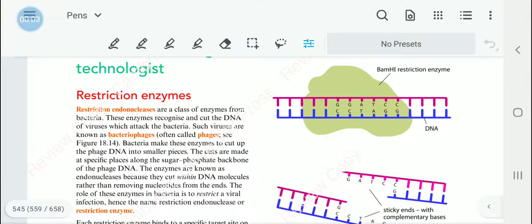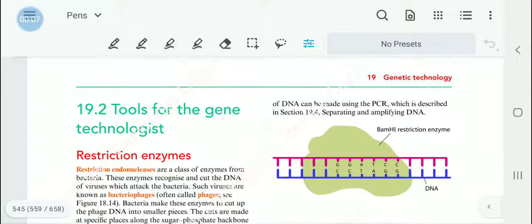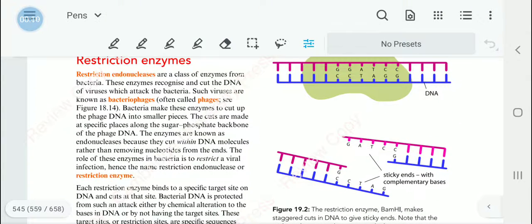Biology chapter 19 theory video 2. Now we are going to discuss the tools of the genetic gene technologist in detail. So we discussed restriction enzymes.